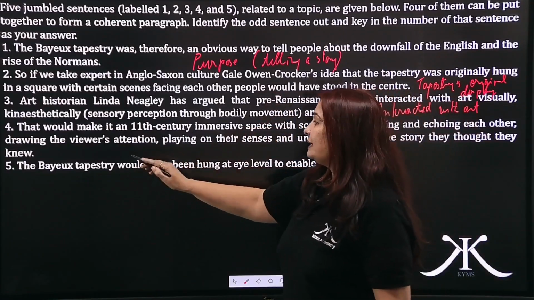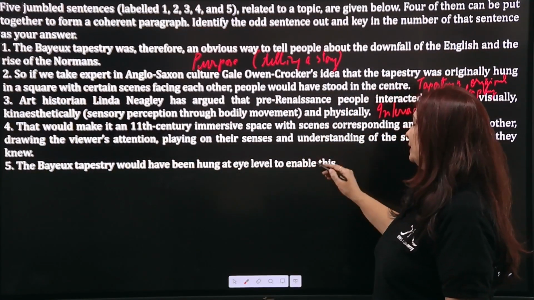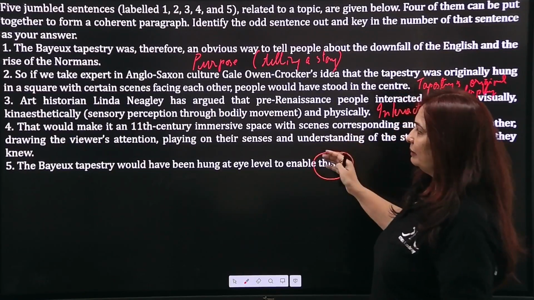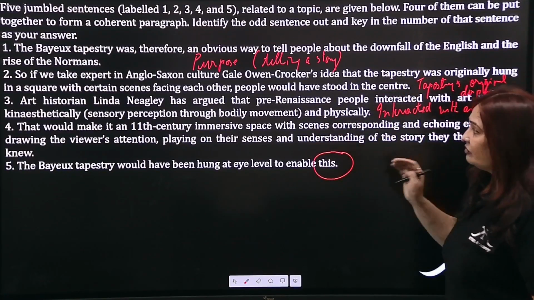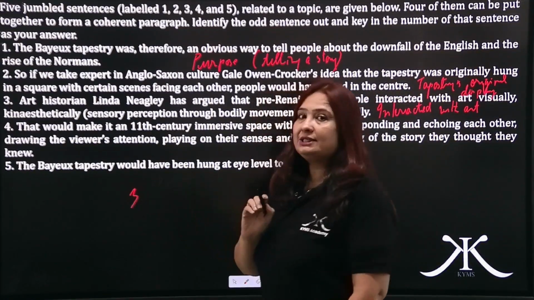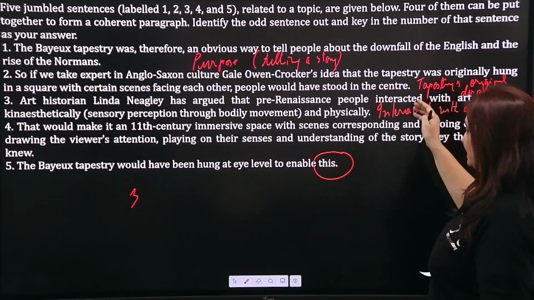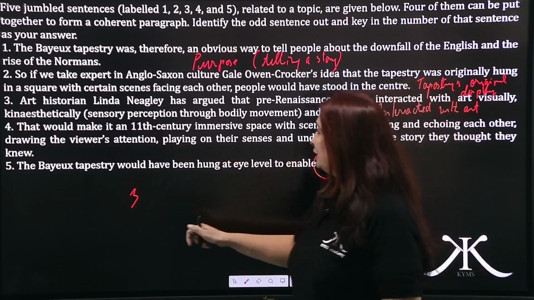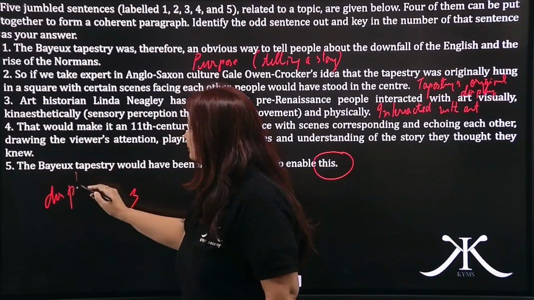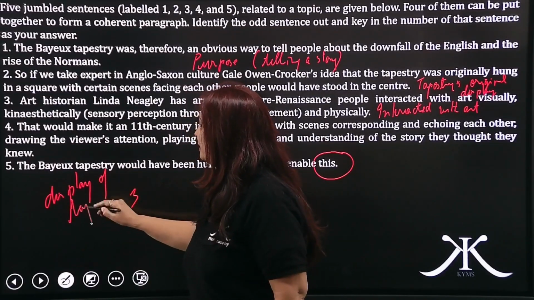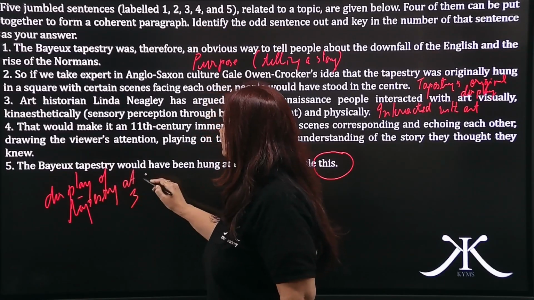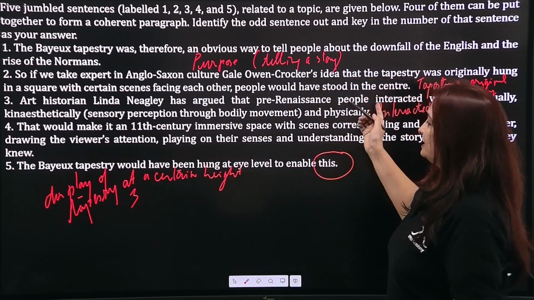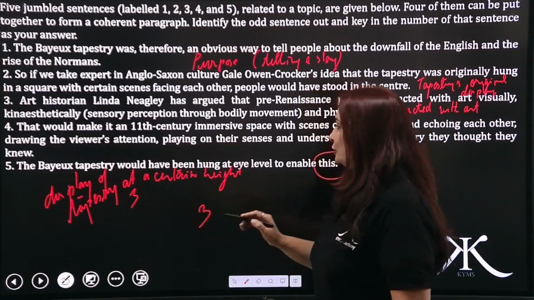Sentence 5. The Bayard tapestry would have been hung at eye level to enable this. Now, as this is coming, what is it we are enabling? After reading all the sentences, I can infer that 3 is going to be the starting statement. Why? Because here we are talking about the interaction, and we are enabling that interaction through this particular sentence, because this sentence talks about the display of the tapestry at a certain height that facilitates this interaction. So 3 is going to be the first statement.